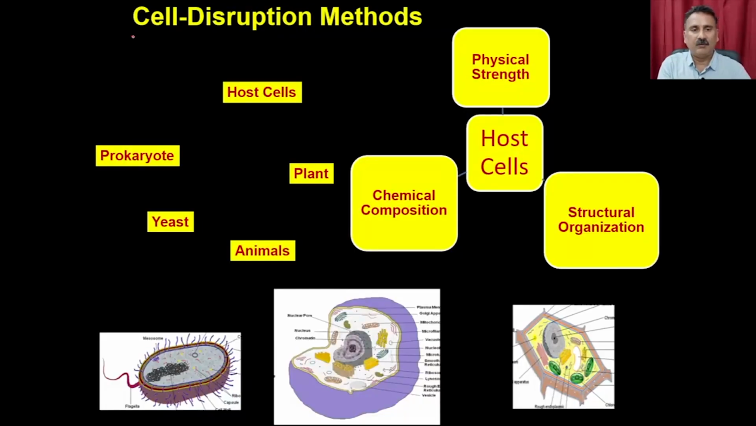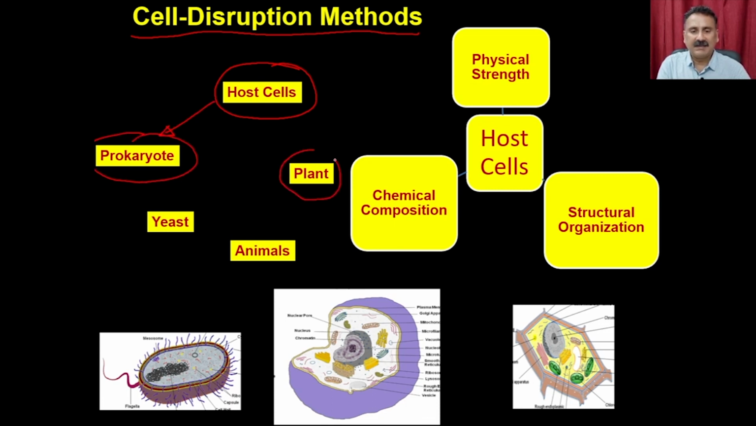The cell disruption methods are dependent on the host cells. You can remember that we were talking about the different types of host cells: the prokaryotic cells, the plant cells, the yeast cells, and the animal cells. The prokaryotic cells are the bacteria where we can overexpress the protein, or you can have eukaryotic choices like plants, yeast, or animals.